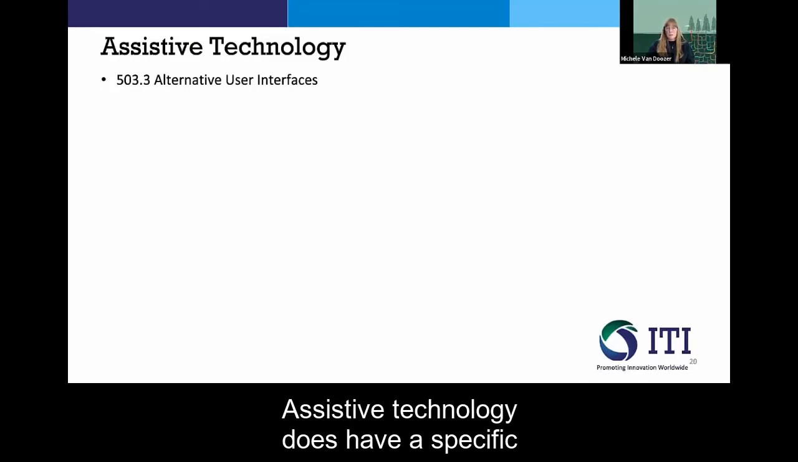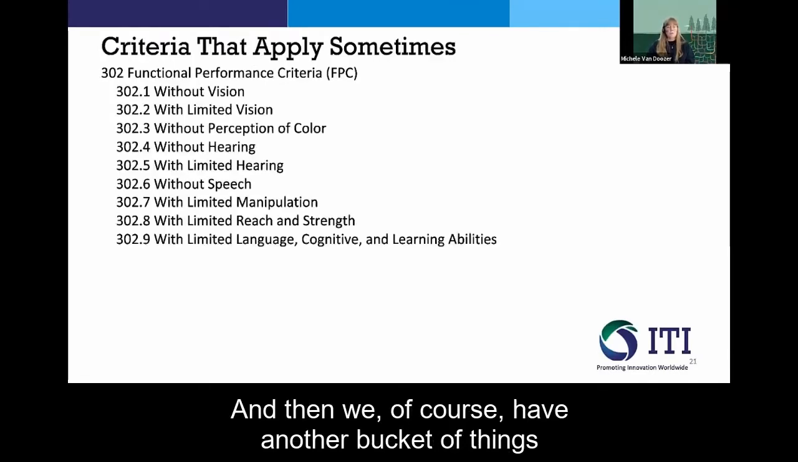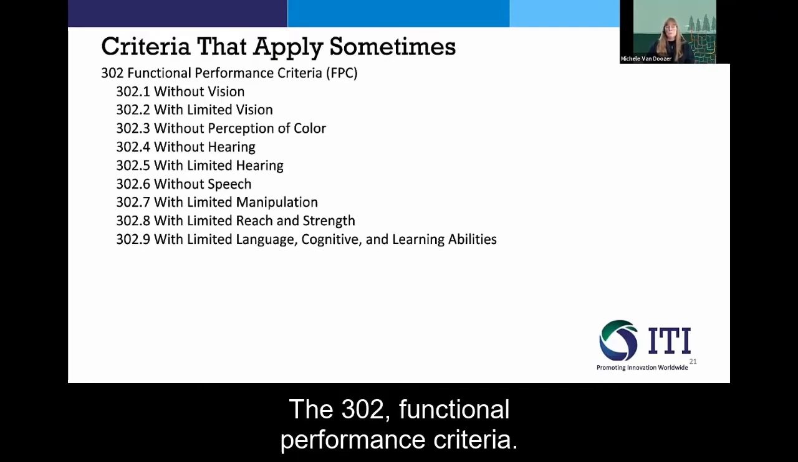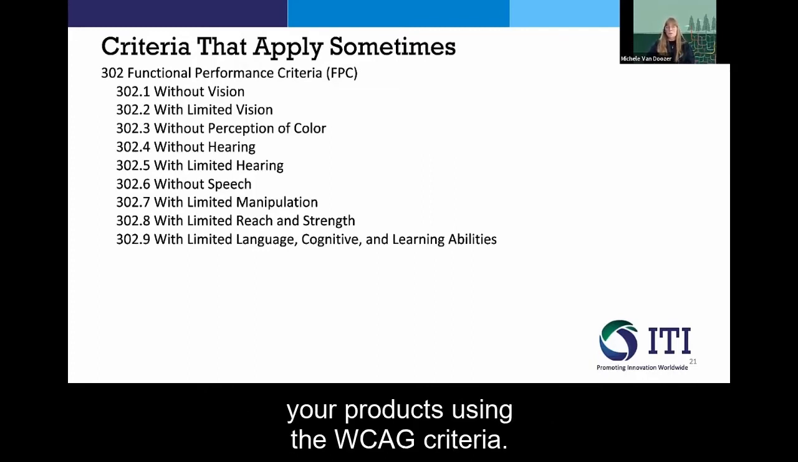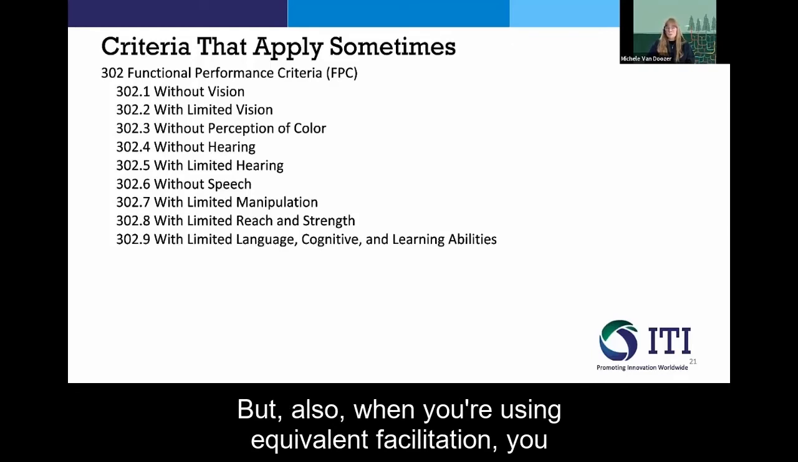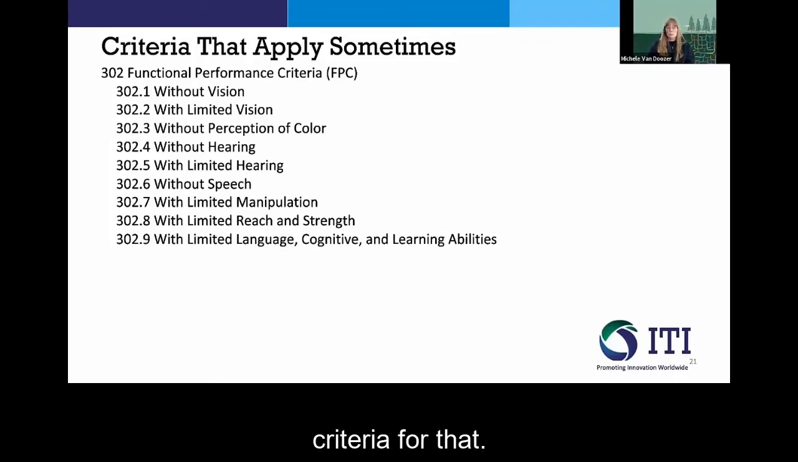Assistive technology does have a specific requirement also. That's 503.3, alternative user interfaces. And then we, of course, have another bucket of things that apply sometimes. The 302, functional performance criteria. This comes into play when you are unable to evaluate your products using the WCAG criteria. So it was kind of future-proofing for Section 508. But also when you're using equivalent facilitation, you then have to fill out the additional 9 criteria for that.